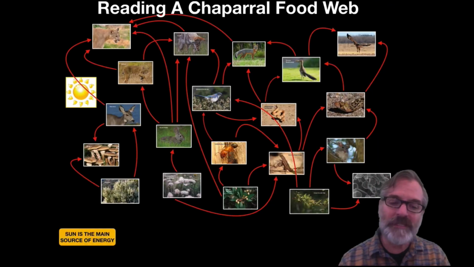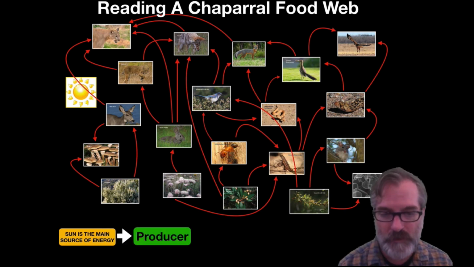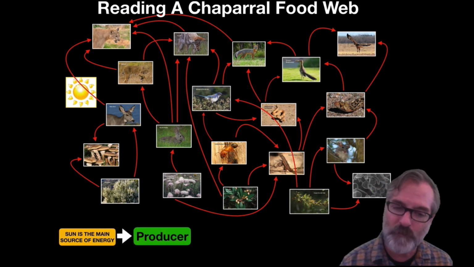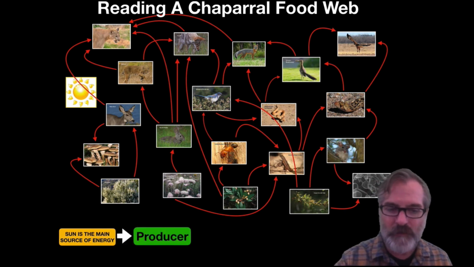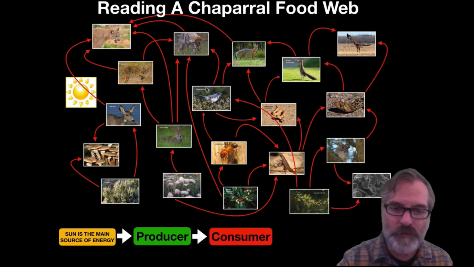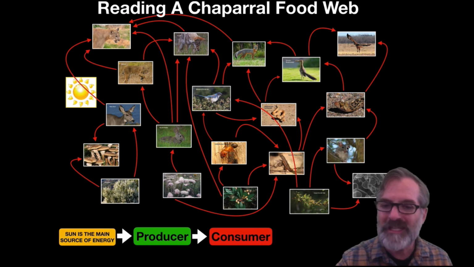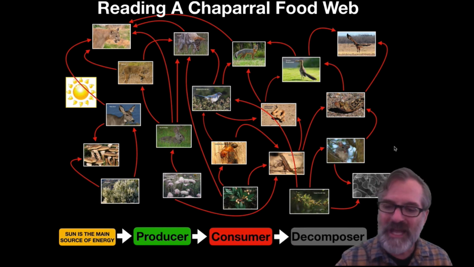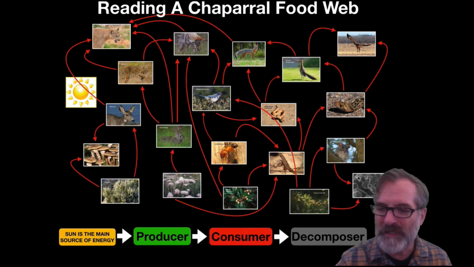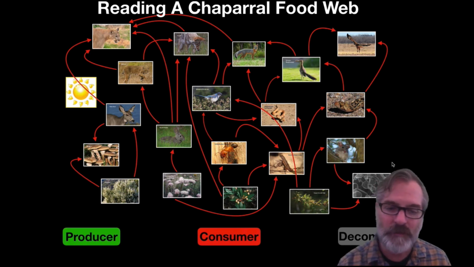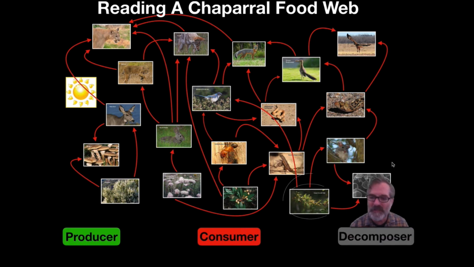So remember, the sun is the main energy source. And then obviously there's the producer. Down here you can see all of our producers, right? And then from there we've got our consumers, whether they're primary, secondary, tertiary, or quaternary consumers. And then last we've got our decomposers, which are mainly made up of nematodes or earthworms or fungi or bacteria that break down plant and animal matter. So let's take a look at one here.